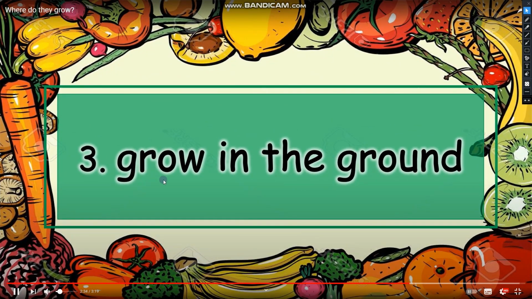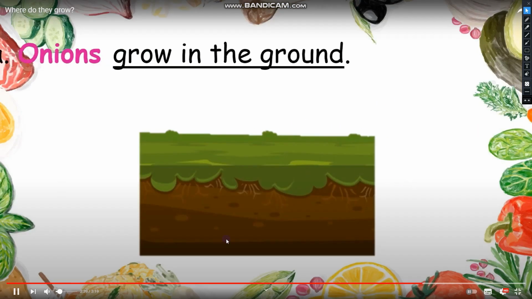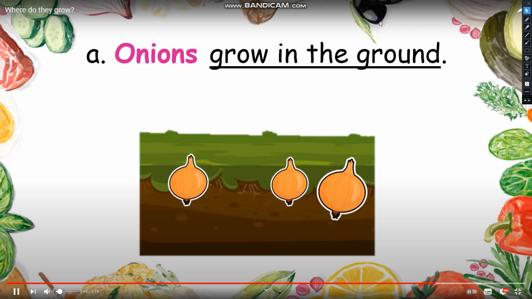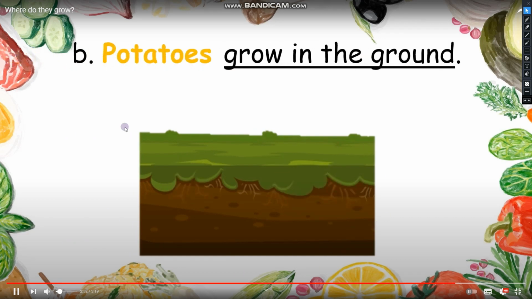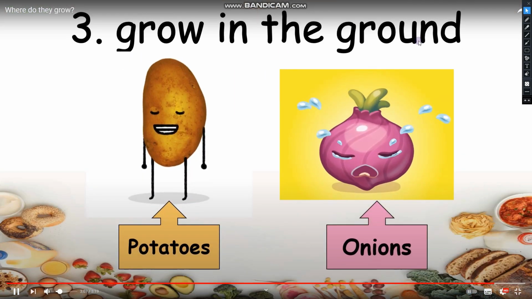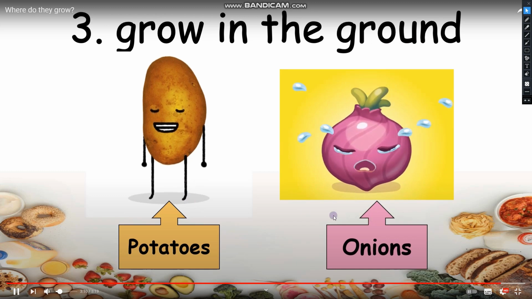Alright, now number 3, grow in the ground. Okay, ground, grow in the ground. So this is the ground. A, onions grow in the ground. Onions grow in the ground. Maksudnya di dalam tanah lah. B, potatoes grow in the ground. So number 3, grow in the ground are potatoes, onions.